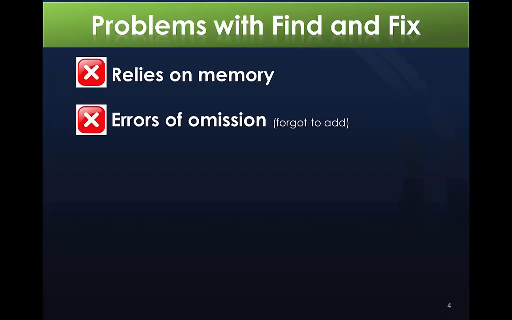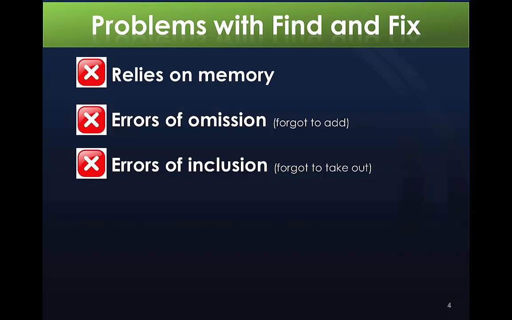It's really easy to forget to add something to the document that should have been included, but which was not in the original starting point document. So errors of omission are easy to make. It's also easy to leave something in that shouldn't be, and that's just as easy as an error of omission.